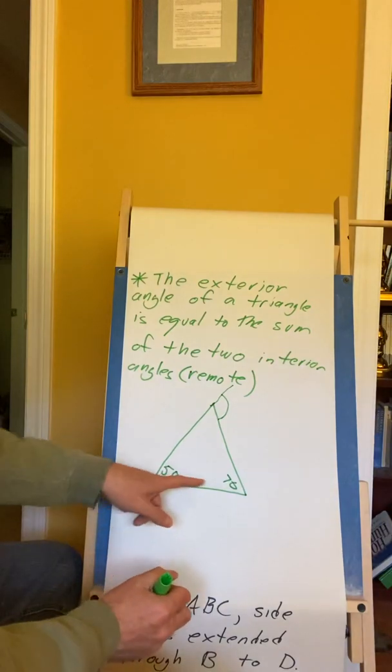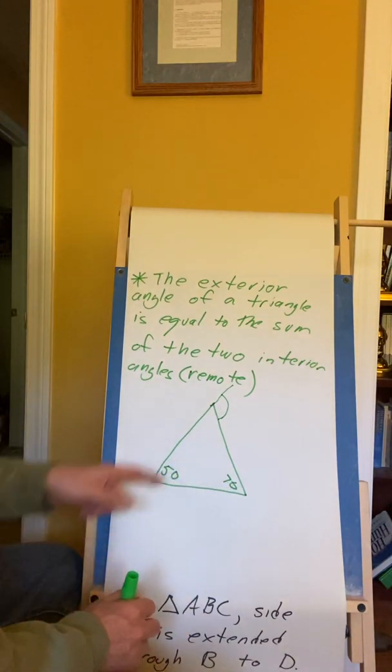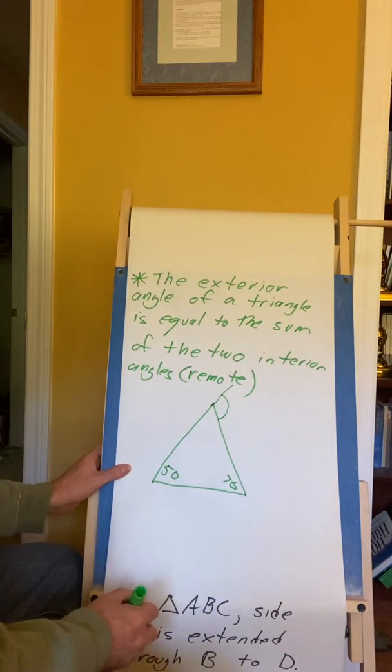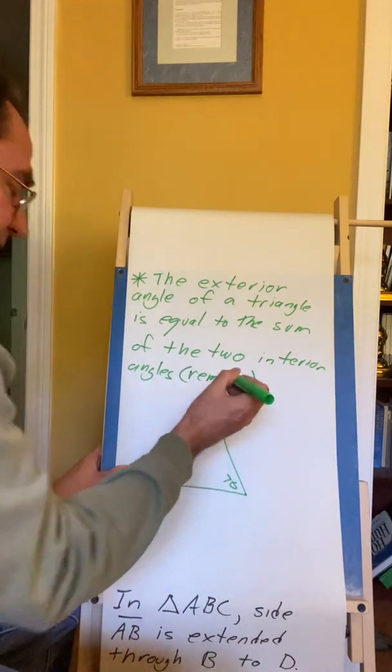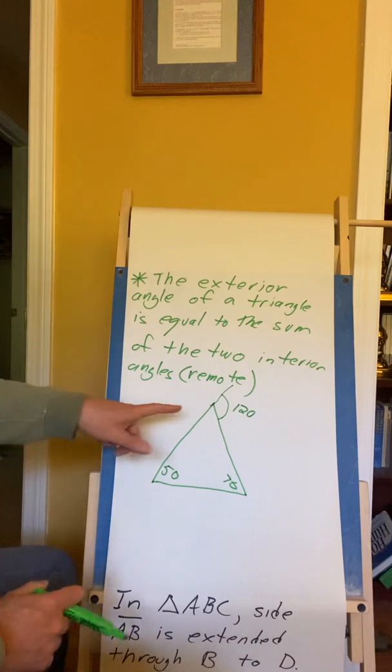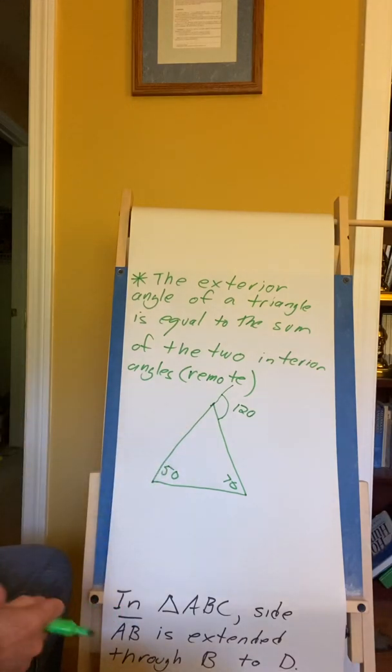If you know these are 50 and 70, to find that angle, you simply add them together. And 50 and 70 is 120. And that's the measure of that angle right there. You don't have to go through that step there. So that's the shortcut for doing these exterior angle problems in a triangle.